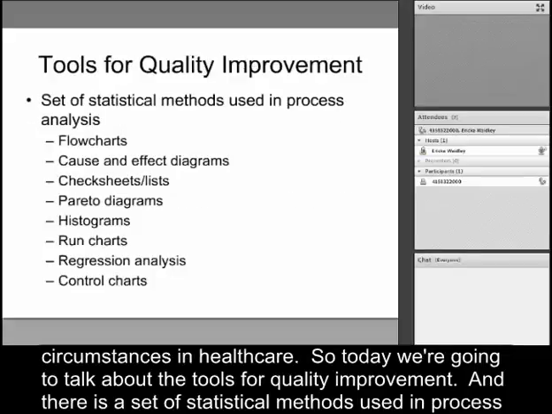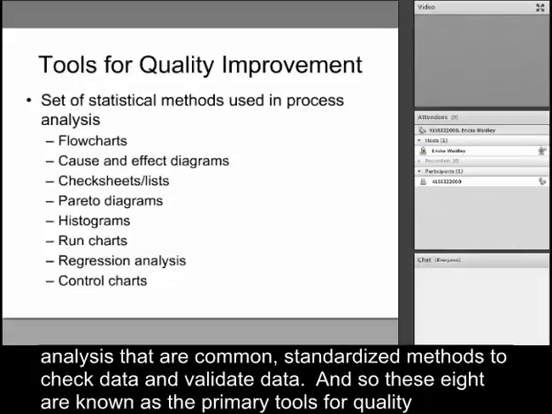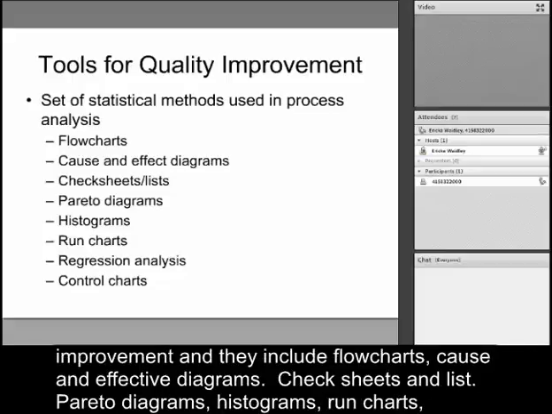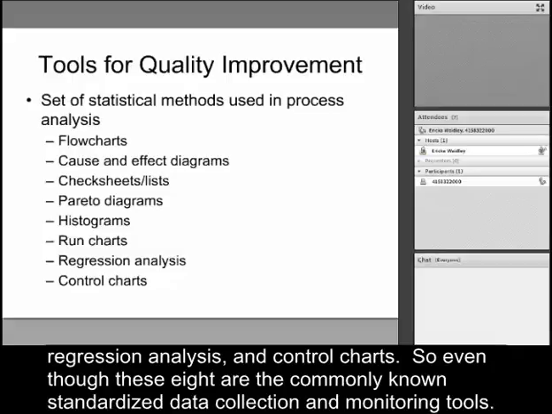So today we're going to talk about the tools for quality improvement. There is a set of statistical methods used in process analysis that are common, standardized methods to collect data and validate data. These 8 are known as the primary tools for quality improvement, and they include flow charts, cause and effect diagrams, check sheets and lists, Pareto diagrams, histograms, run charts, regression analysis, and control charts.